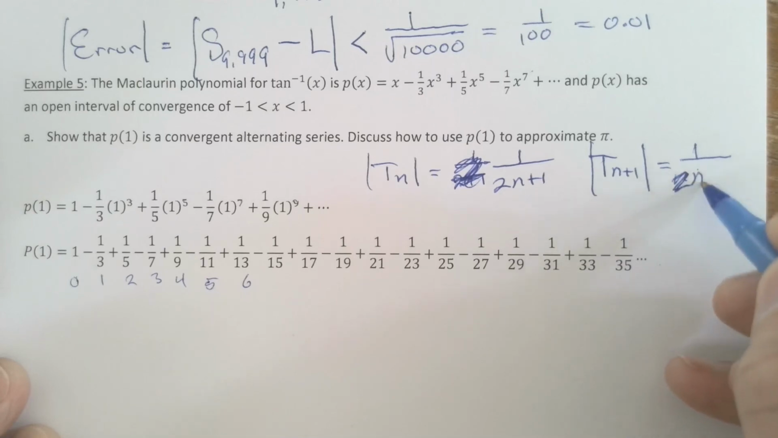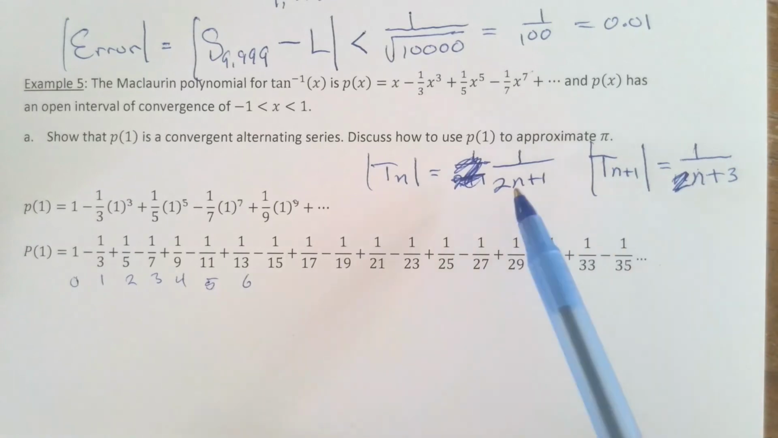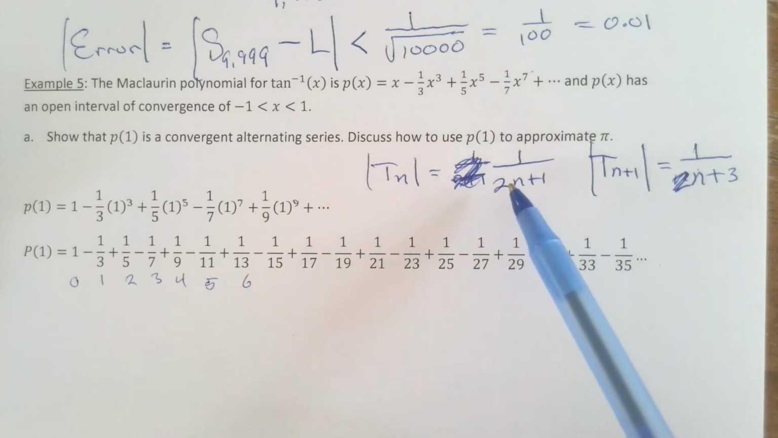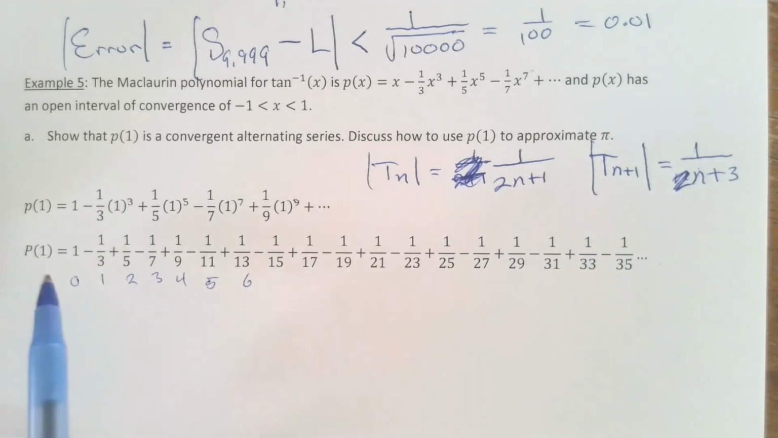Now, for anything you can plug in for n, this term, which is just one to the right of this term, is smaller than that in absolute value. So that means this is closer to 0 than that. And finally, we have plus, we have minus, we have plus, we have minus. We have that strictly alternating sense. Okay, so this is a convergent alternating series by the alternating series test.